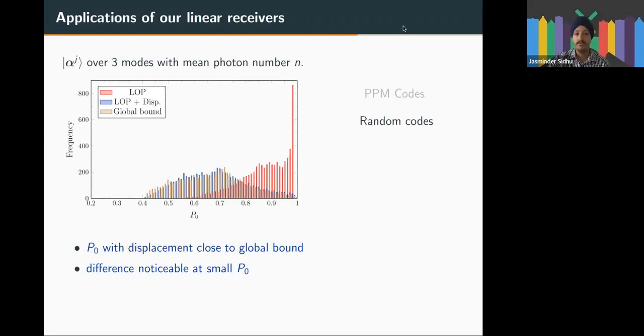We also consider random codes where we construct the amplitude of our code words over 3 modes randomly with some mean photon number n. Shown in this plot is n equals 0.6, and what we compare is the distribution of inconclusive event probabilities that are possible for 3 of our receivers. In red, we show the class 1 receiver without displacement. In blue, class 1 receiver with displacement, and shown in brown is the global bound. And what we see is that our class 1 receiver with displacement is near optimal, with only a small difference in small p0 values, as you would expect.